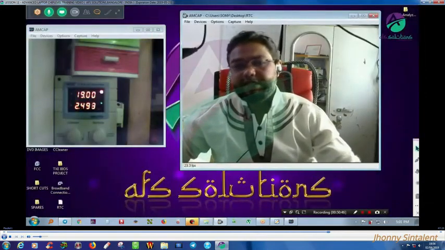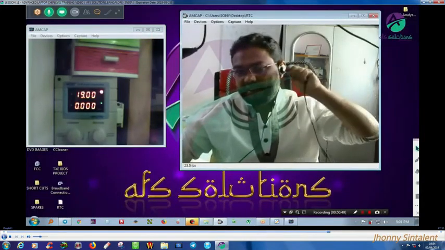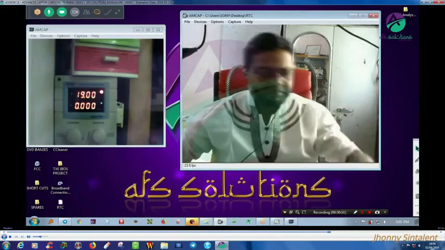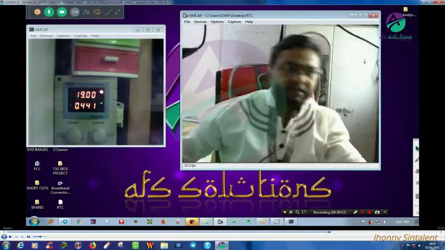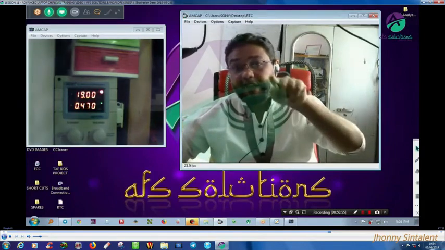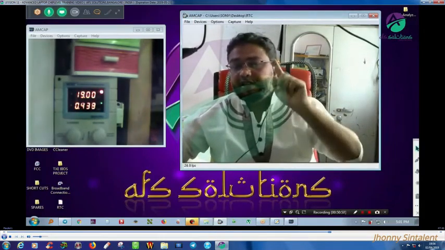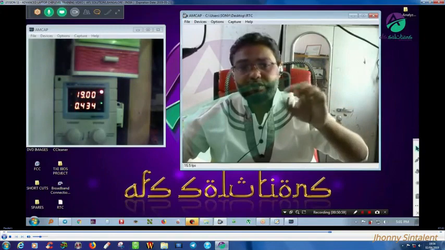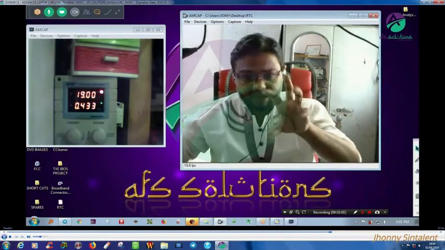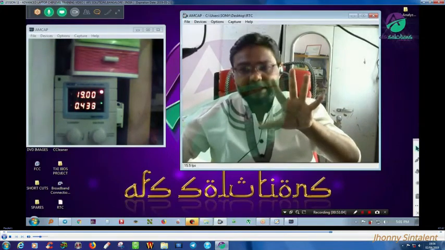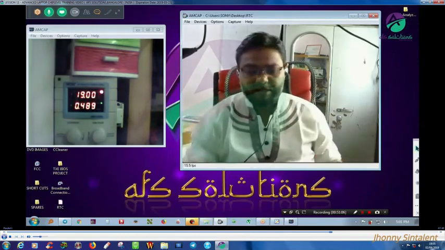Okay, now let me remove my DC jack. I have removed my DC jack. My DC jack is heating. Let me fix it back. Now if you see, the ampere has changed. It has not gone to 2.0. Now it is only in milliampere. It is trying to charge, it is trying to come back.